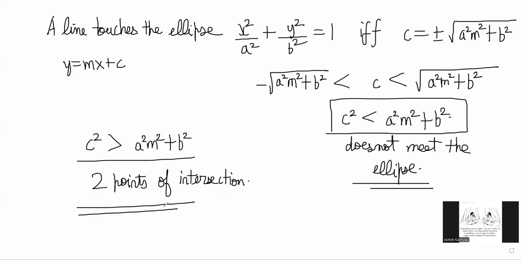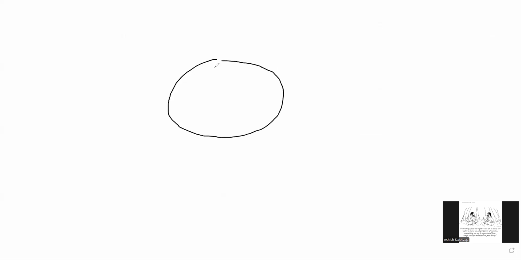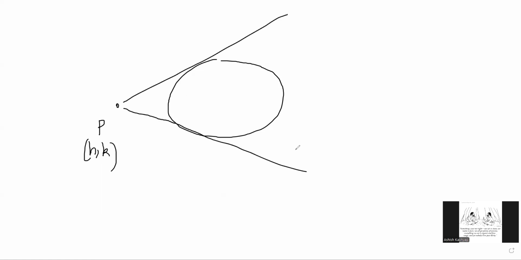Again, you can also prove that from an external point, two tangents can be drawn to an ellipse. If you have an ellipse like this, and this is a point h comma k, it is possible to draw two tangents to the ellipse from here. Just like in a parabola, we can prove this statement. It is a similar result for a parabola as well.